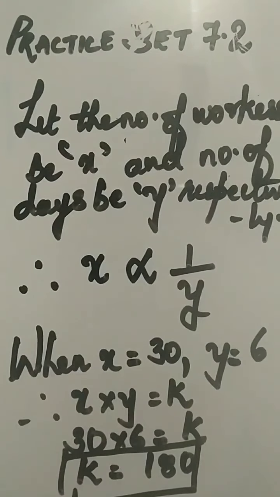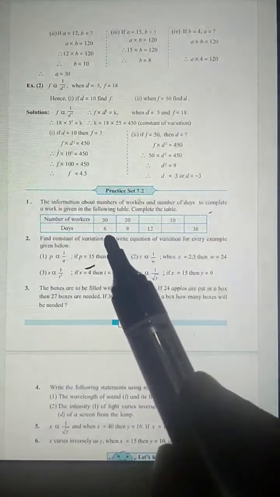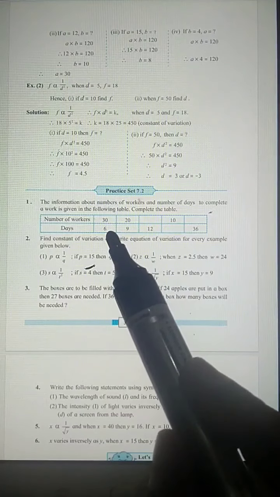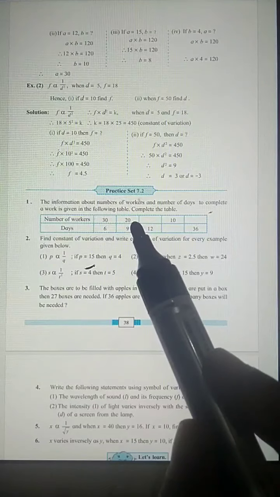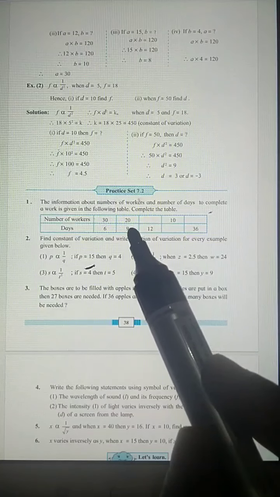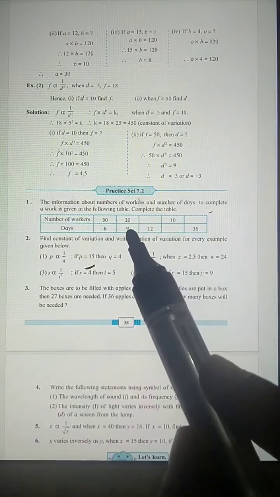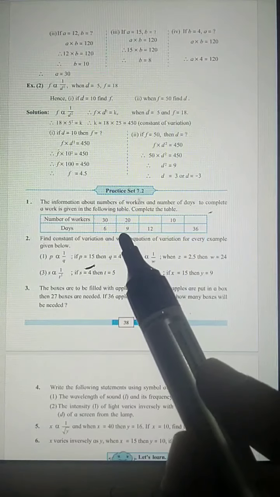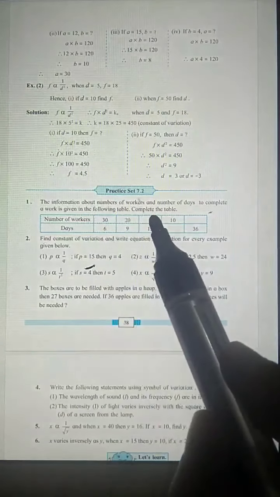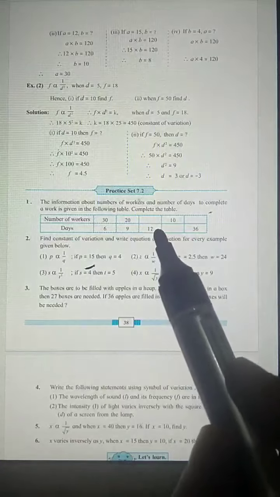So for every sum, this constant will remain the same. Constant means a constant number, it will remain the same. See the practice set once again. 36. Then this box is completely filled. Now multiply and see. Are you getting the same constant? 20 into 9 is 180 only, no? Correct? Now the number of workers column is missing. Number of days is given.